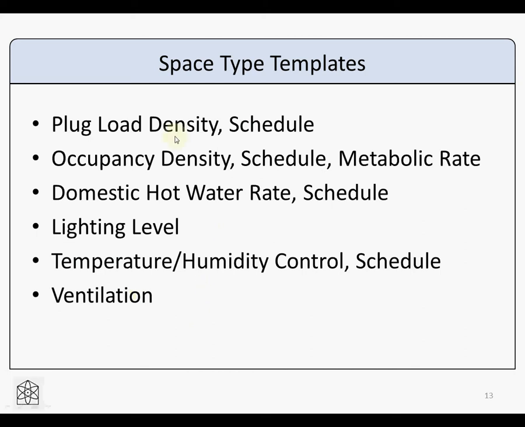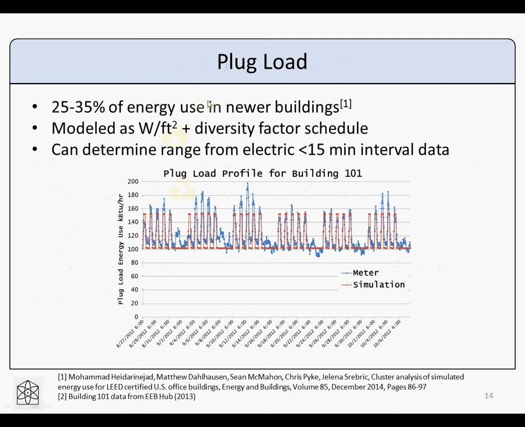And I'll go through each of these, what are typical values which you can use for those estimates for different space types. So plug load is going to be a key parameter in your model. It's about a quarter to a third of the energy use in newer buildings. So as you can imagine, a small difference in that is going to create a rather large difference in your total energy use. So be careful with these assumptions and be careful with these schedule assumptions.